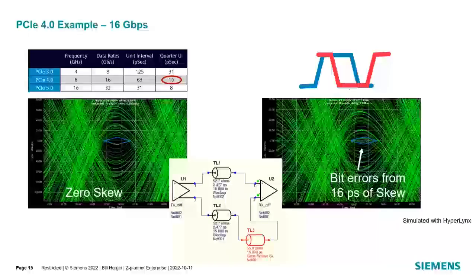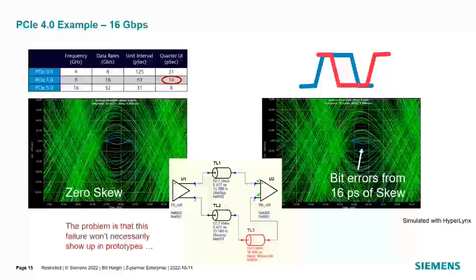And then with 16 picoseconds of skew, right at the 25% unit interval limit, you can see a lot of bits encroaching on the eye mask. So this is a very basic example. It shows how glass weave skew can impact an eye pattern.